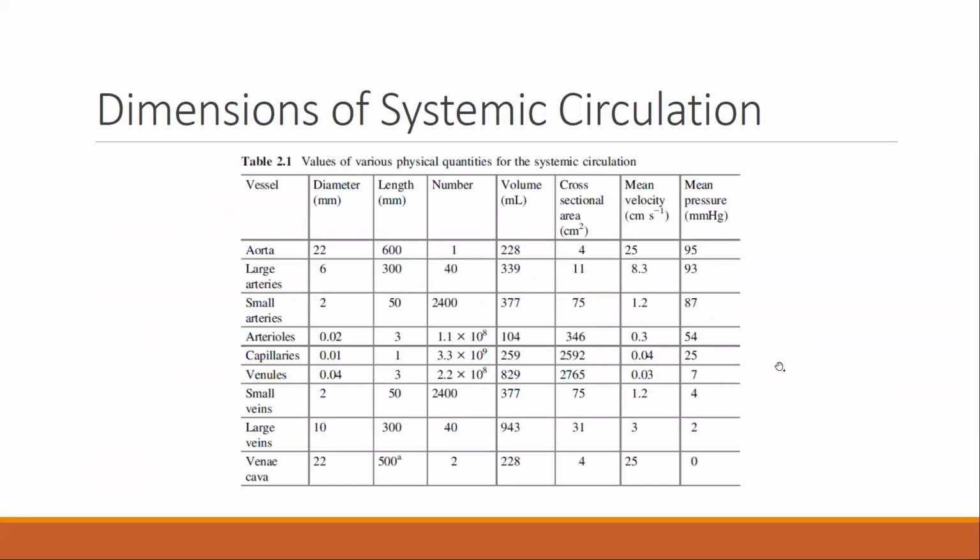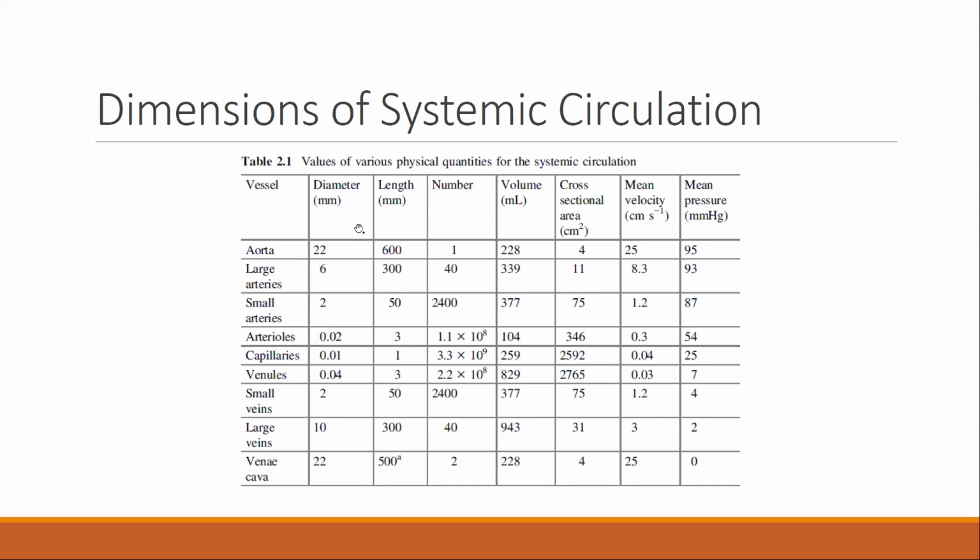Okay. And so I wanted to show you this table here, which shows what I call the dimensions of systemic circulation. These show you the relative sizes of the different vessels. I want to focus mostly on just the diameter right here. Your aorta, your biggest blood vessel in your body, has a diameter of about 22 millimeters.